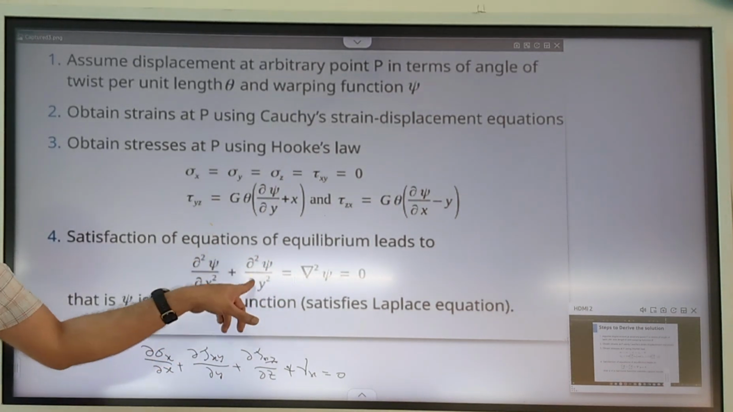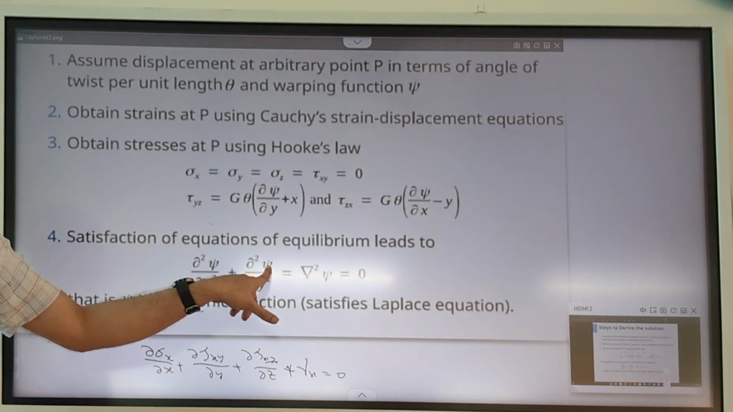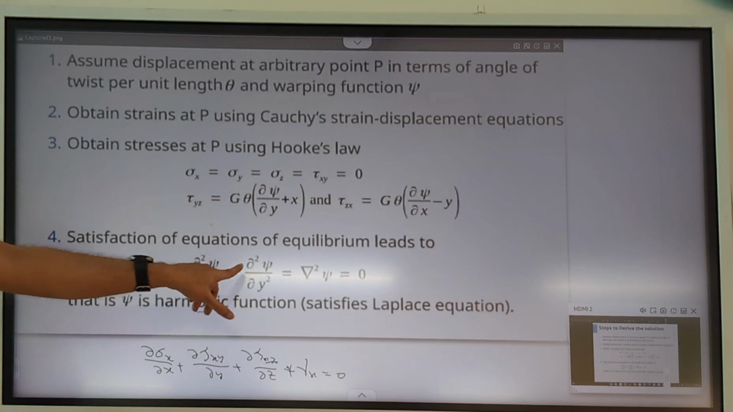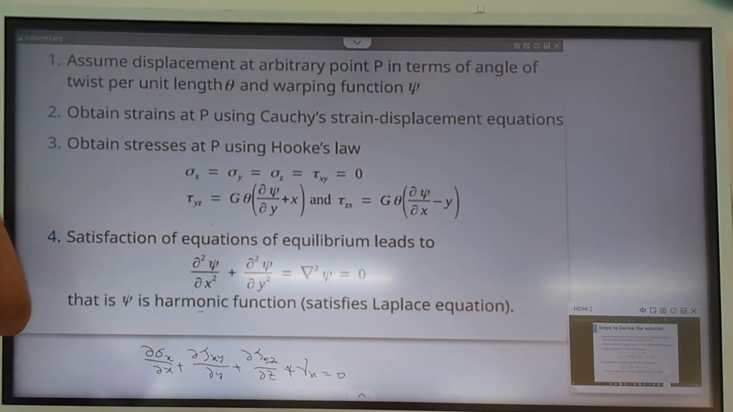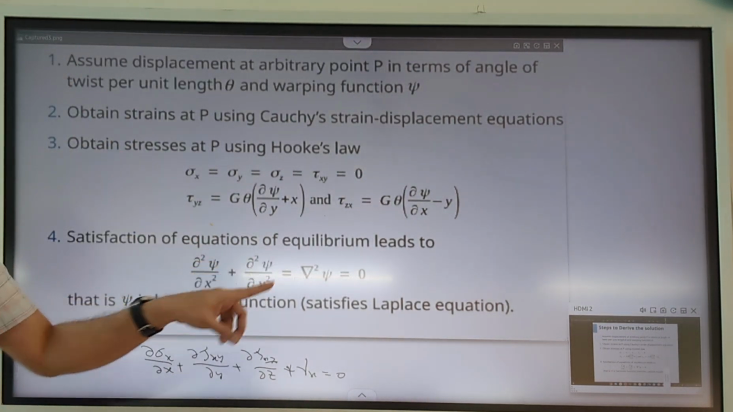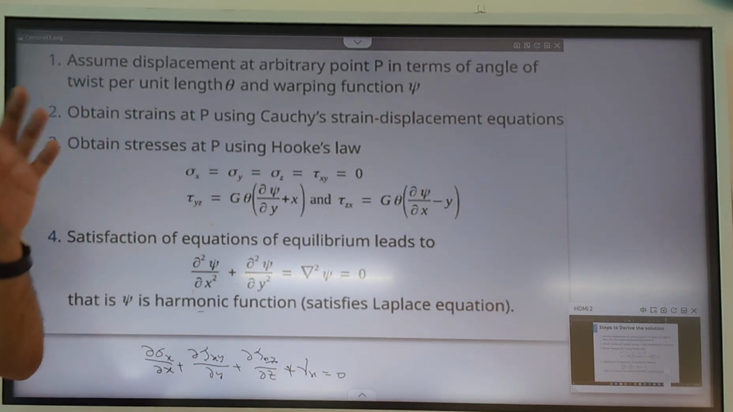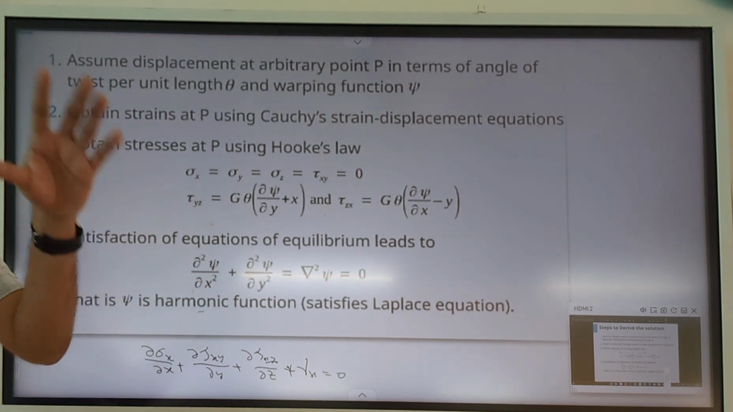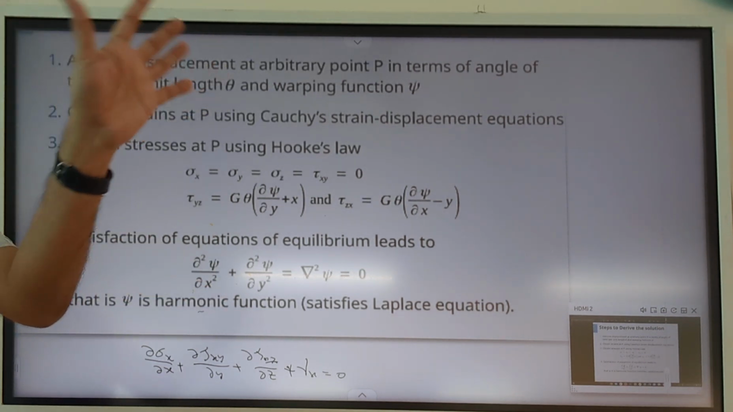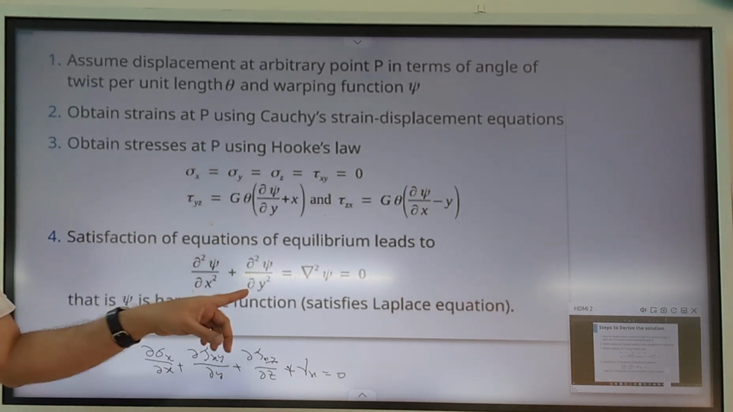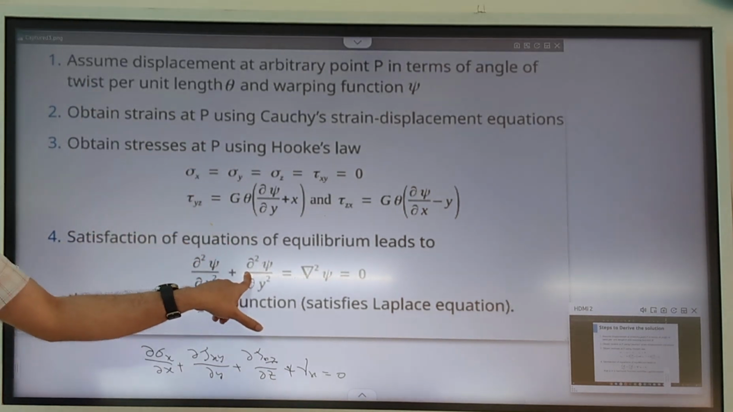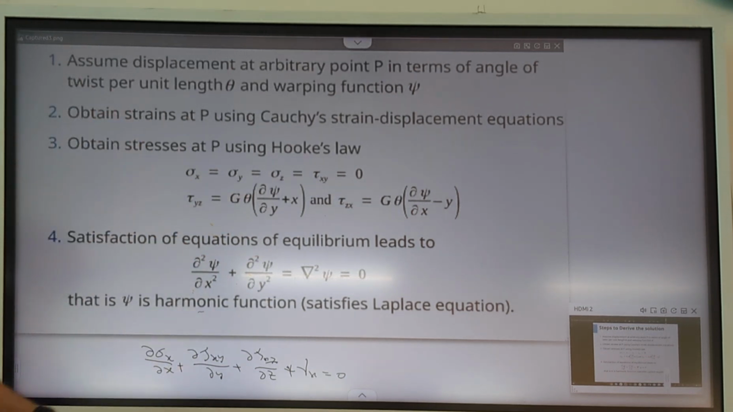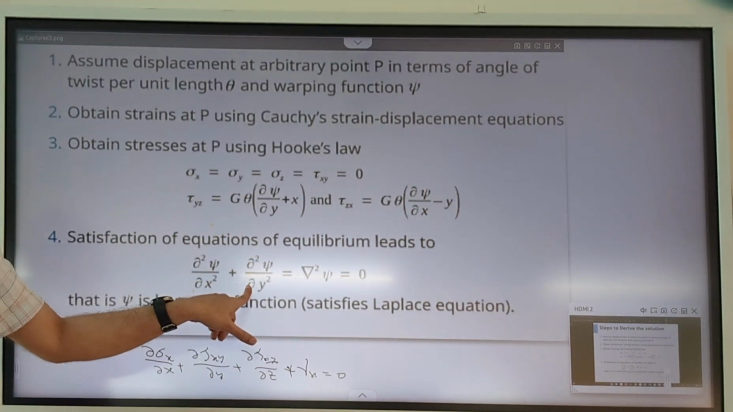How to obtain this warping function from the Laplace equation is another set of derivations which you get from the geometry. The warping function is purely a function of the cross section. For a circular cross section it will be a very simple function, for an elliptical one it will be another, and so on. So given a cross section, using the solution of this differential equation, one can get the warping function. That is what we understand here.